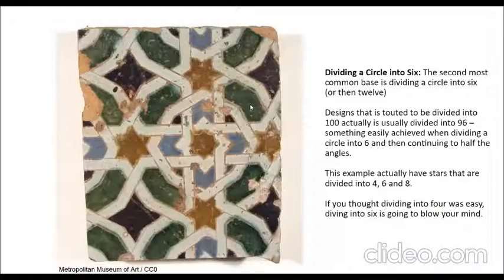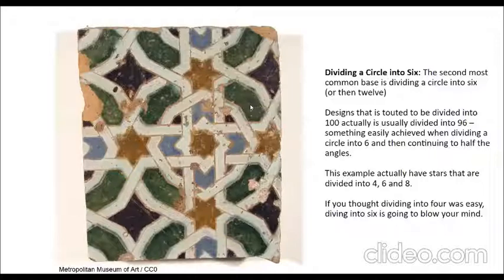A lot of designs are touted as being divided into 100. They actually aren't. They generally are divided into 96 equal parts, which, if you can do the math, you'll find is very easy to do once you divide a circle into 6. So with this design, we have our 8-pointed star, we have our 6-pointed stars, and in fact, the negative spaces then also means we end up with 4-pointed stars.